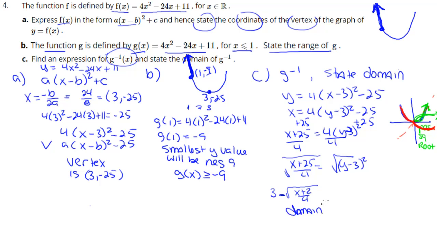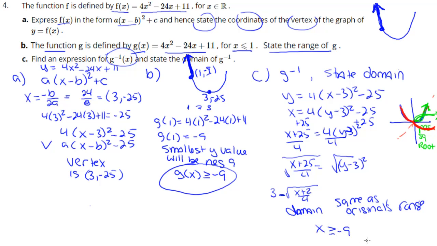And the domain, well, we already figured that out because the domain is going to be the same as the range of the original. So once I already know the range for the original is greater than or equal to negative 9, our domain is x is greater than or equal to negative 9.